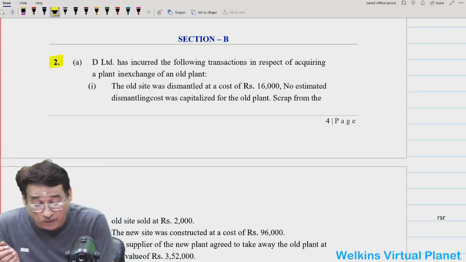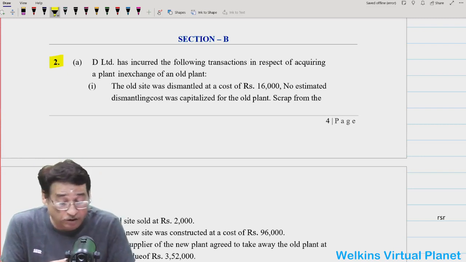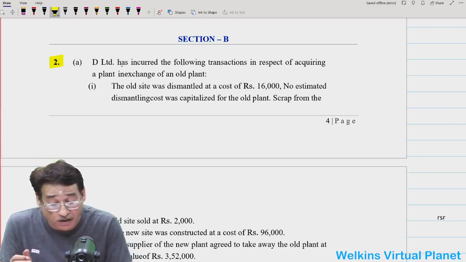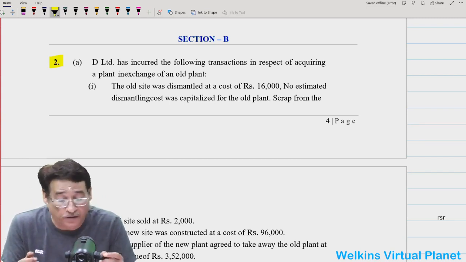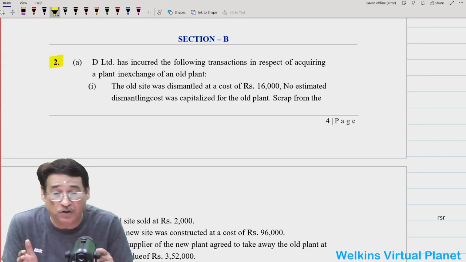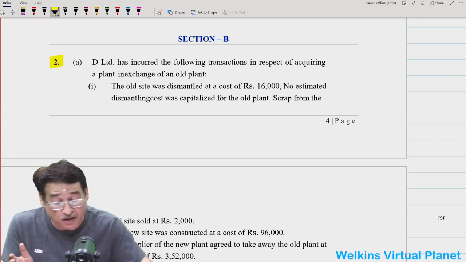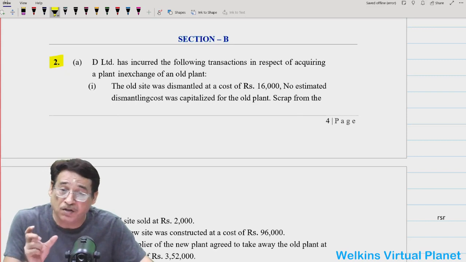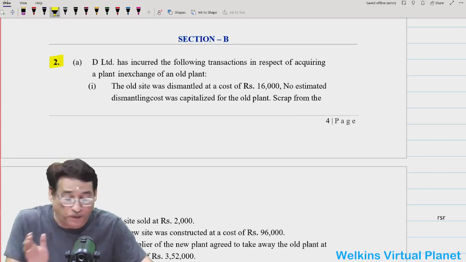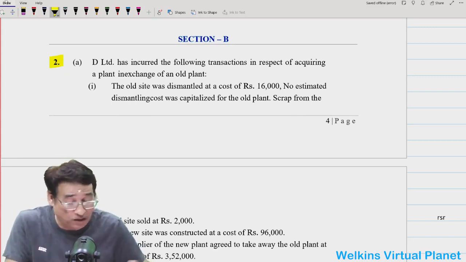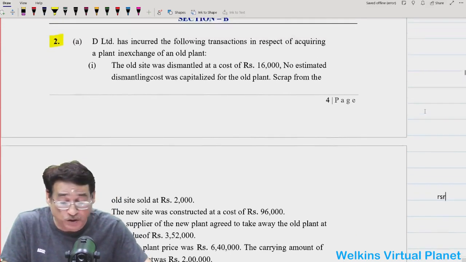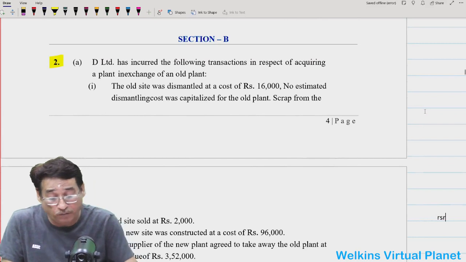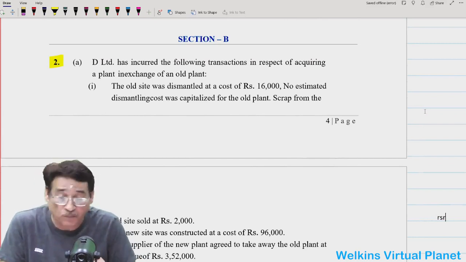So as far as your question number 2 is concerned, D Limited has incurred the following transaction in respect of acquiring a plant in exchange of an old plant. Remember one thing, opening lines are quite vital. And further, needless to add, this particular question is from your IND AS 16, property, plant and equipment.